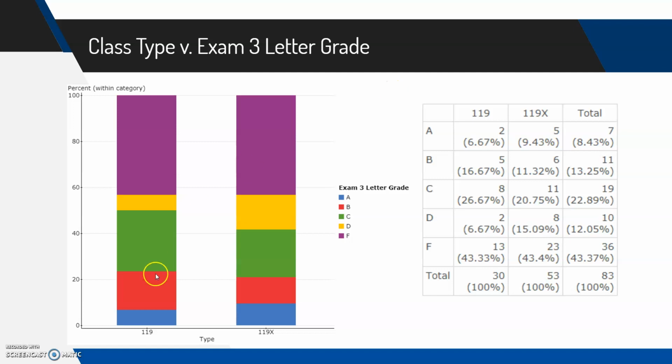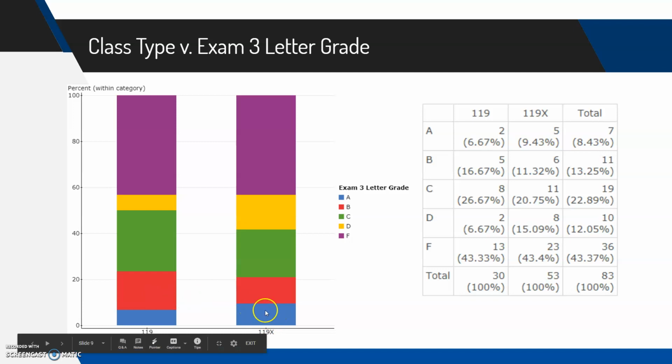If we dive in a little bit more, though, you can see that the 119X had a higher proportion of A's. Their blue section is bigger. So definitely more extremes in the 119X than there were in the 119. I also provided a table here just in case people were interested, where you could see the breakdown by the percent. So the F's were exactly the same.